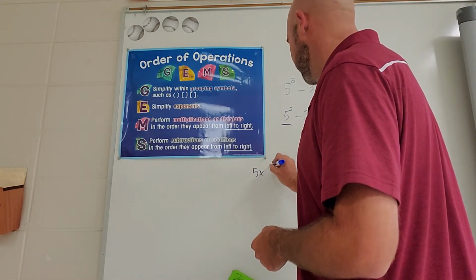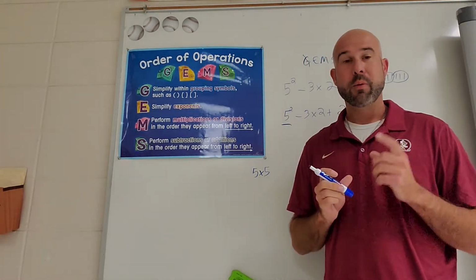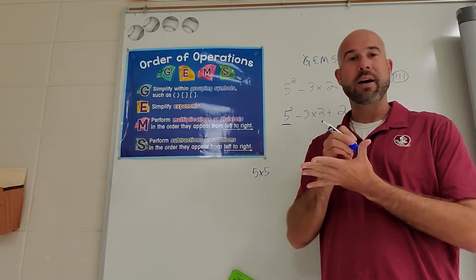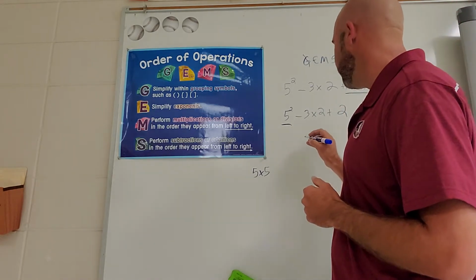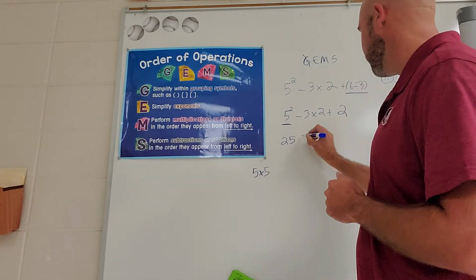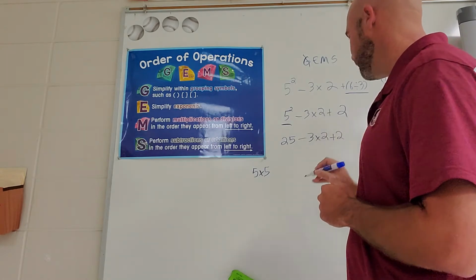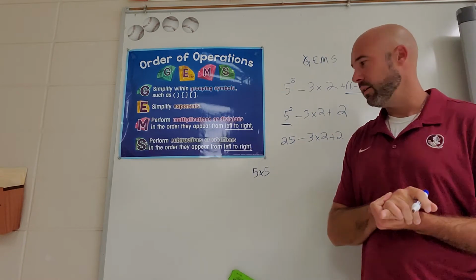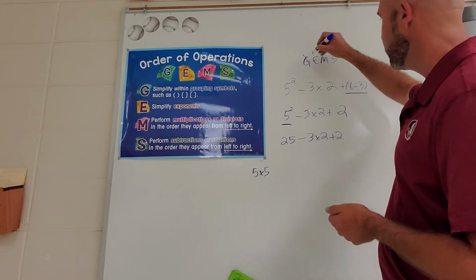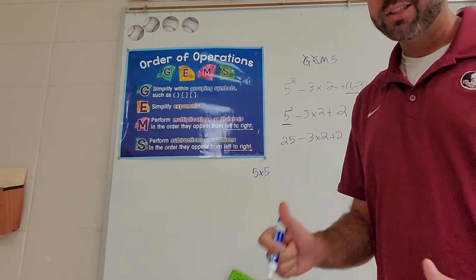So 5 times 5. That's multiplication. I hate multiplication. Oh, but I know how to count my 5s. I can count 5, 10, 15, 20, 25. 5 times 5 is 25. So I can write 25 here. Then I bring down everything else: 25 minus 3 times 2 plus 2. E, exponents. Do I have any more exponents? I've got to search. Nope, no exponents. Great, I've got 2 steps. I'm halfway done. I've got my G and my E done.